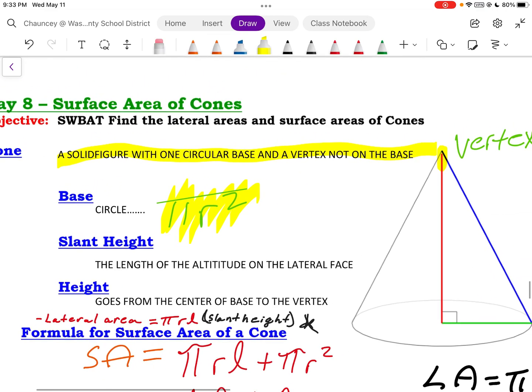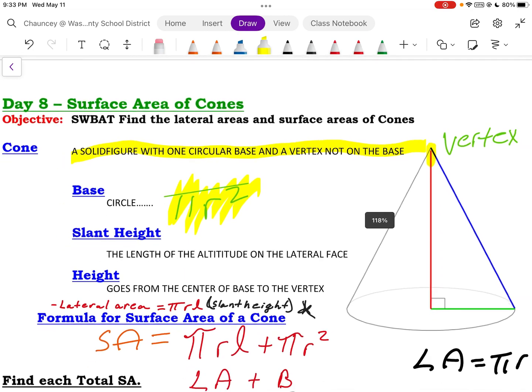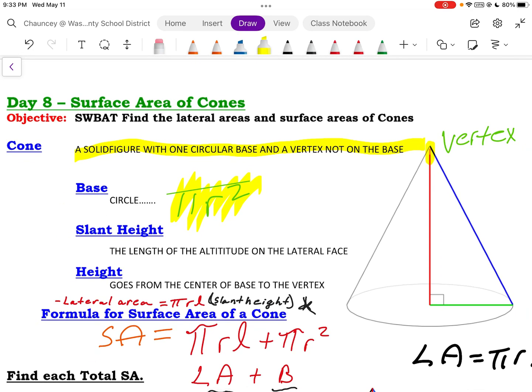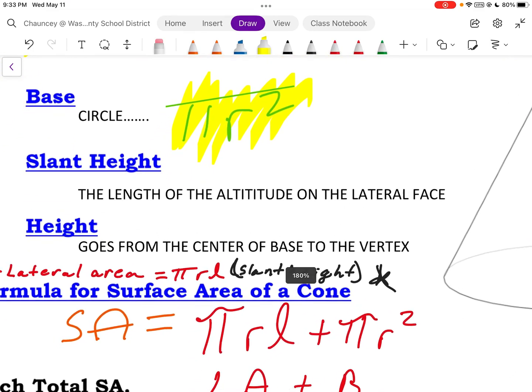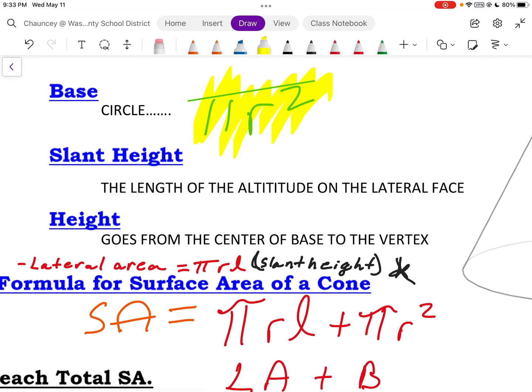Our slant height is on that lateral face, so that side. So that slant height is what we're going to be using to figure out what our lateral area is. And our true height, or when we talk about height, is that height from the vertex to the center of that base. So when we talk about lateral area, the formula we're going to use is pi times our radius times the slant height.